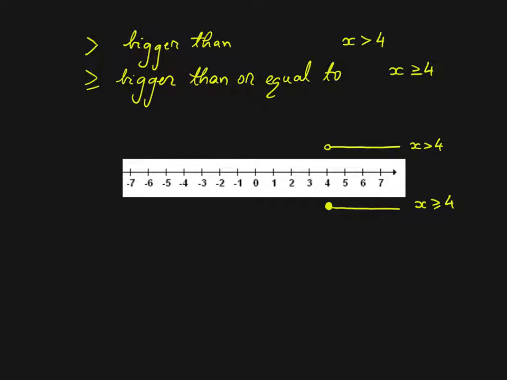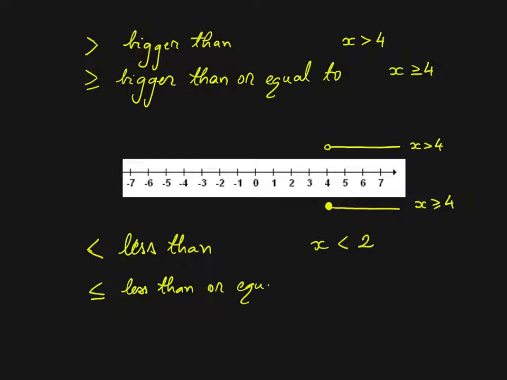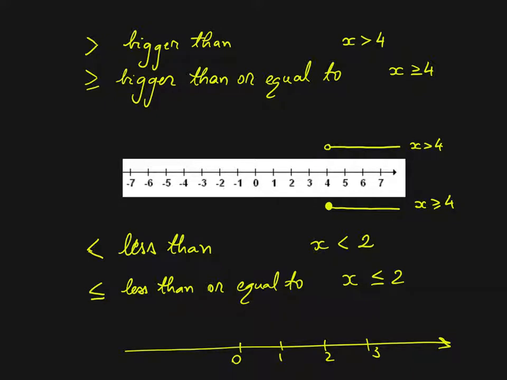I can have less than. For example, x less than, or smaller than, let's say 2. Or less than or equal to. X less than or equal to 2. The way I represent them, if I have a number line, 0, 1, 2, and so on, x smaller than 2 is here. All these numbers, see, minus 1, minus 2, all those numbers here are less than 2. So this is x smaller than 2.